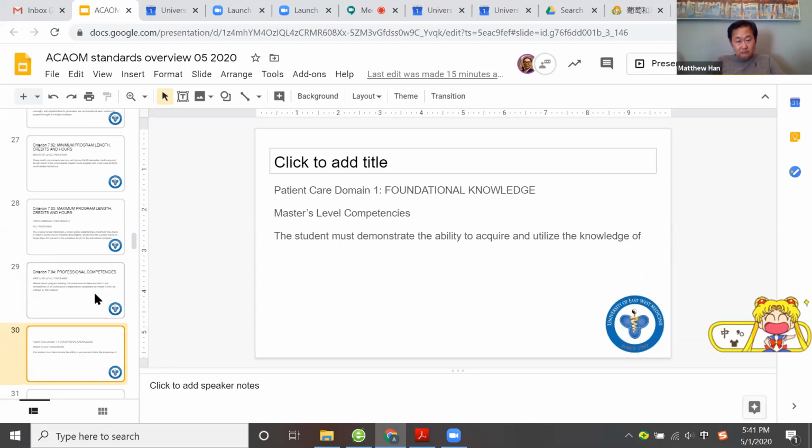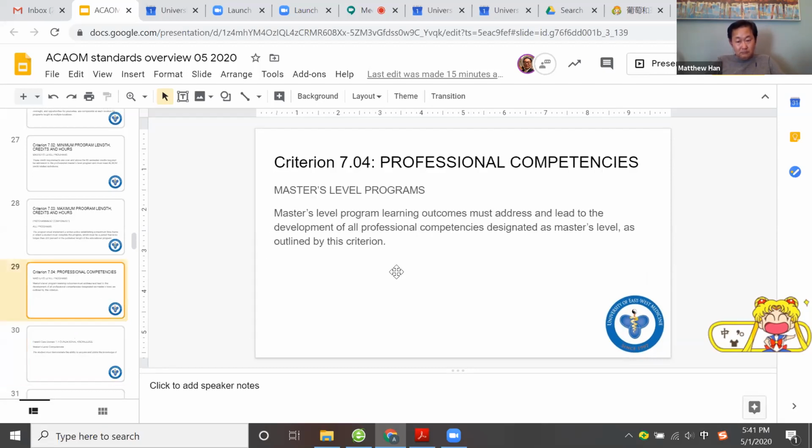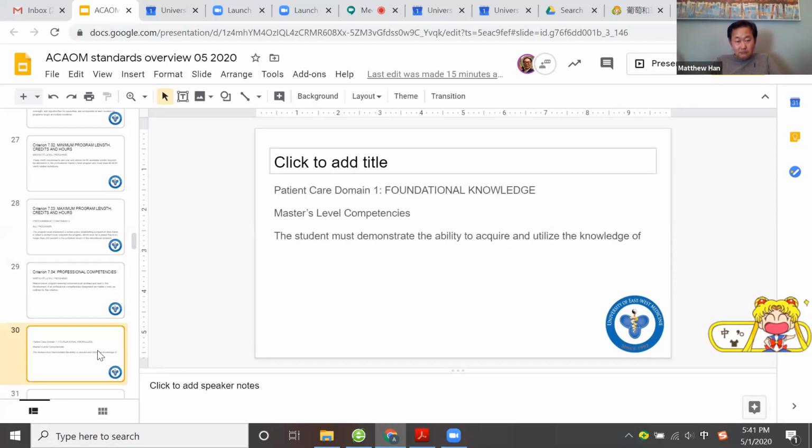Okay, so for this criterion, professional competency, our master level program learning outcomes must be adjusted and lead to development of all professional competencies designed at master level. So we already have our whole program structured very well. All we need to do is improve it every time based on the assessment of learning outcomes and program outcomes, then we update it.